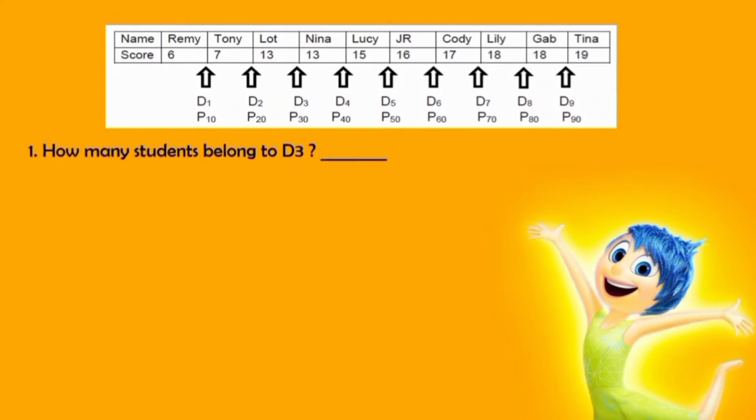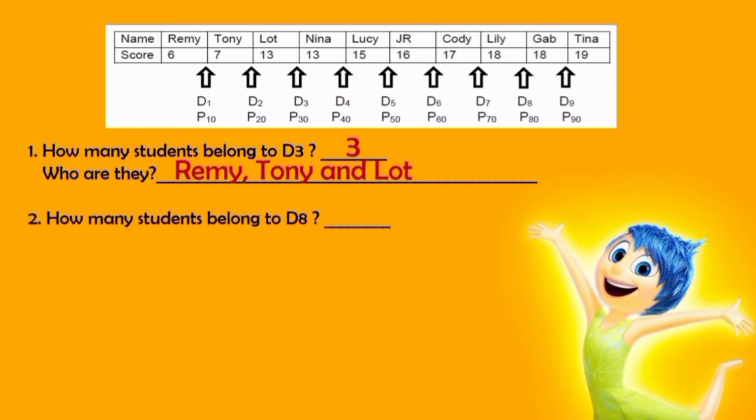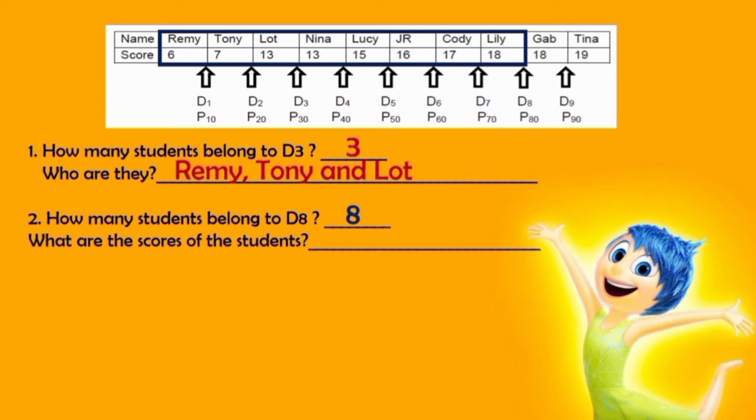How many students belong to third decile? We have 3. Who are they? They are Remy, Tony, and Lot. How many students belong to 8th decile? We have 8 students. What are the scores of the students? Remy got 6, Tony 7, Lot 13, Nina 13, Lucy 15, JR 16, Cody 17, and Lily 18.